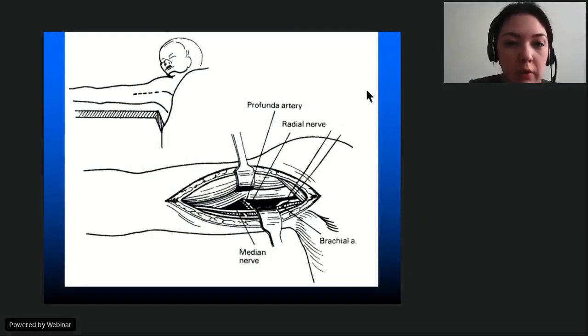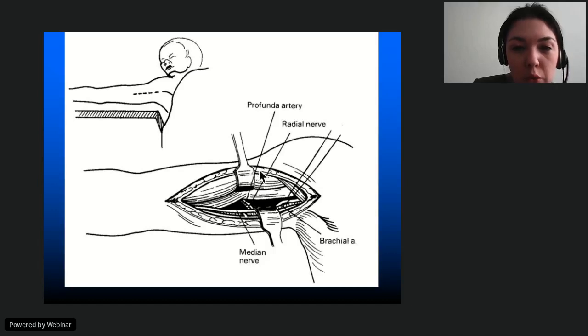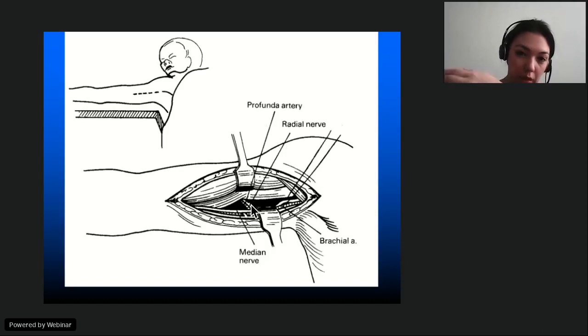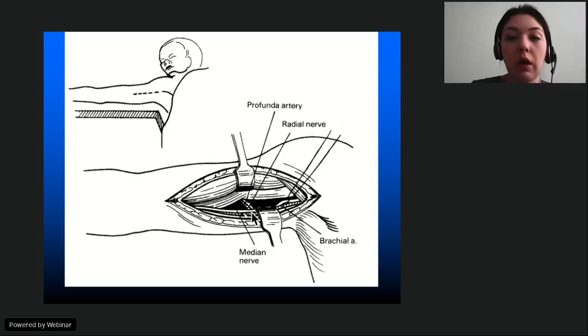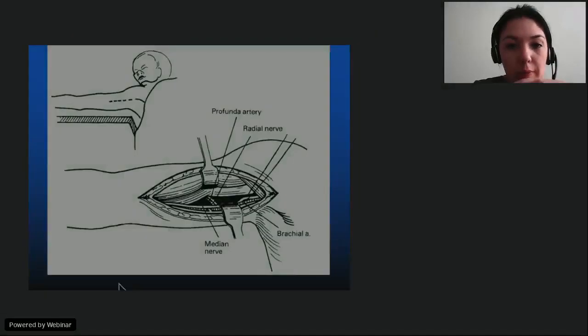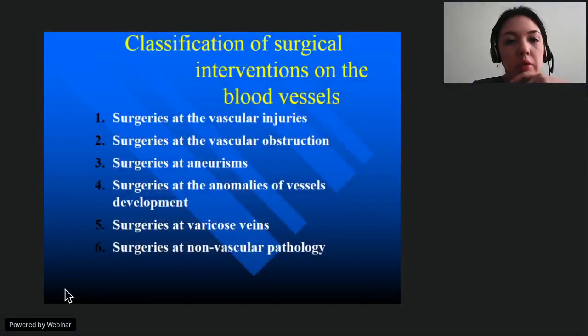Here you can see the projectional line of the axillary artery, of the axillary neurovascular bundle, and then it continues to the projectional line of the brachial neurovascular bundle. And actually we use the same approach to reach the deep brachial artery and radial nerve, because to reach the deep brachial artery and radial nerve, we use an indirect approach. That's what you can see in this diagram.